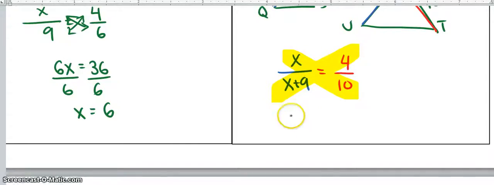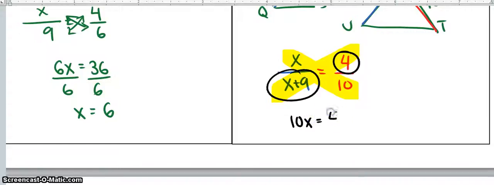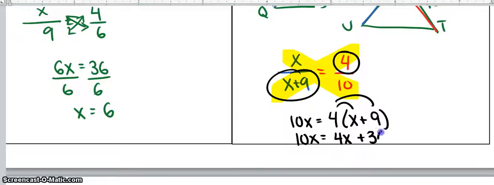So I'll have to do 10 times x, is 10x, and I'll have to multiply 4 by x plus 9, and this is where I see a lot of algebraic mistakes happen. You're multiplying all of 4 by all of x plus 9, so you'll need to distribute that 4. So we'll get 10x equals 4x plus 36.